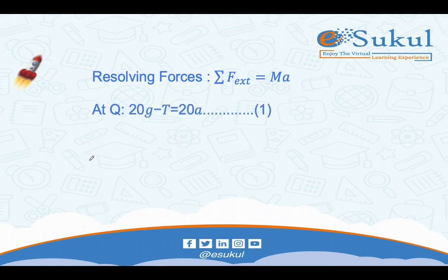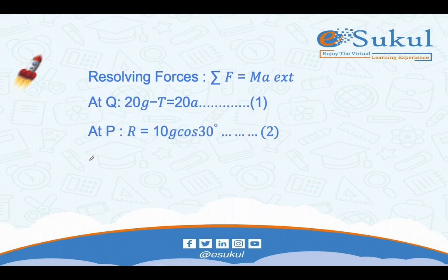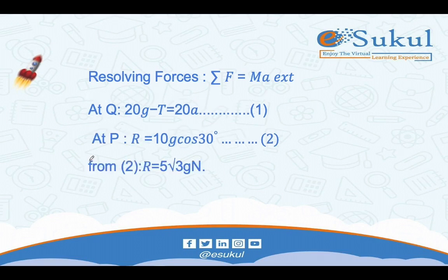So in that case, we can see at Q, 20g minus T equals 20. Give us as equation 1. And then at P, we can directly resolve perpendicular to the plane. You can see it's R equals 10g cos 30 degrees as equation 2. So using equation 2, we can directly have the normal reaction at P, which is 5√3 g Newtons.